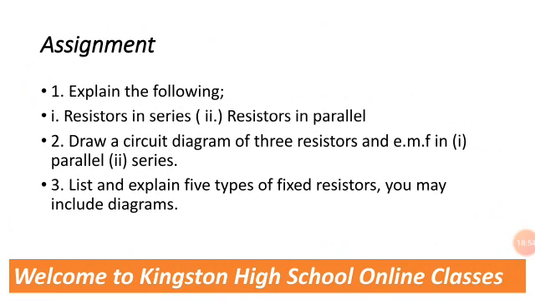Number 3, list and explain 5 types of fixed resistors. You may include diagrams. A resistor, I have told you, has several types, but in this case I just picked fixed resistors. In fixed resistors, we also have different types. So mention just 5. List and explain 5 types of fixed resistors. You may include diagrams to explain better.